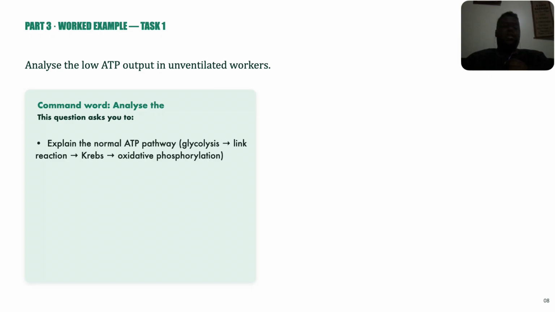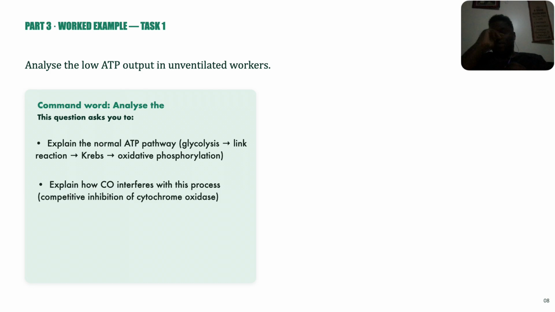Number one, they are asking you to explain the normal ATP pathway. You are supposed to demonstrate knowledge of the normal ATP pathway. That is glycolysis, the link reaction where we have acetyl-CoA, the Krebs cycle, and oxidative phosphorylation. You must demonstrate knowledge of that. Number two, you are required to explain how carbon monoxide interferes with this process.